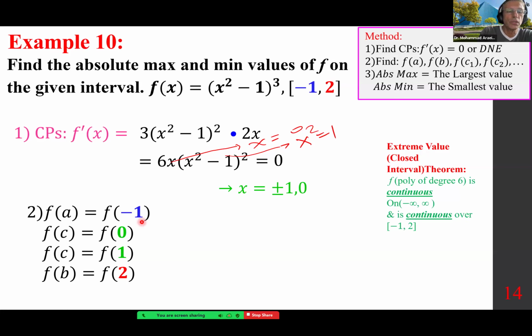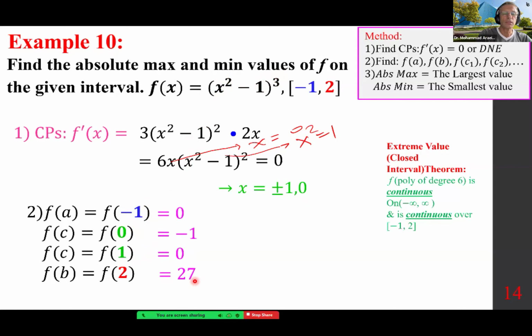Negative 1 and 1, those are easy to evaluate. If I put negative 1 or positive 1, it makes no difference. When you square it, you get positive 1. Minus 1 is 0, 0 cubed is 0. So these two result in 0. If I plug in 0, I get negative 1 cubed, which is negative 1. If I put 2, I get 2 squared, 4 minus 1, which is 3, cube it, I get 27.